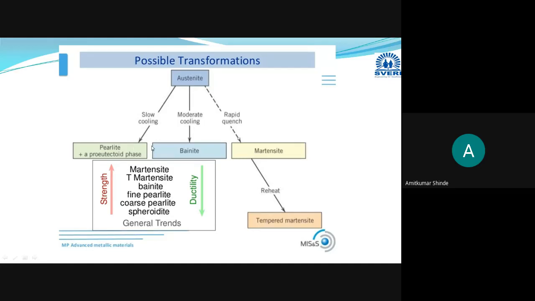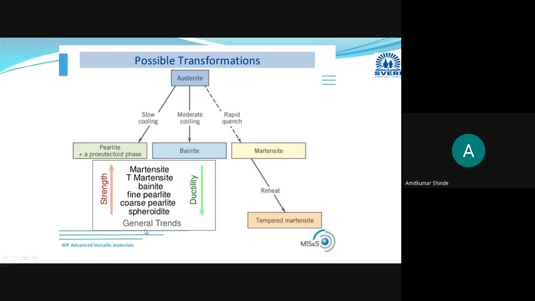Now, what about their properties? Here I have written all these phases, starting at the bottom. At the bottom, austenite will be there. Then pearlite, with coarse pearlite and fine pearlite. Then bainite, upper bainite and lower bainite. Then tempered martensite and martensite. In this way, you have to write it.